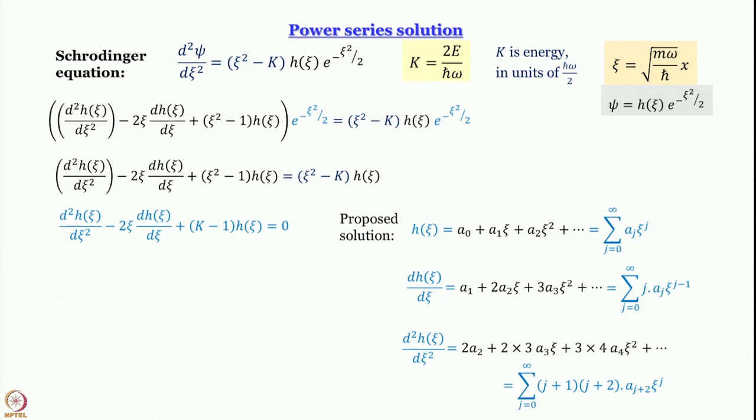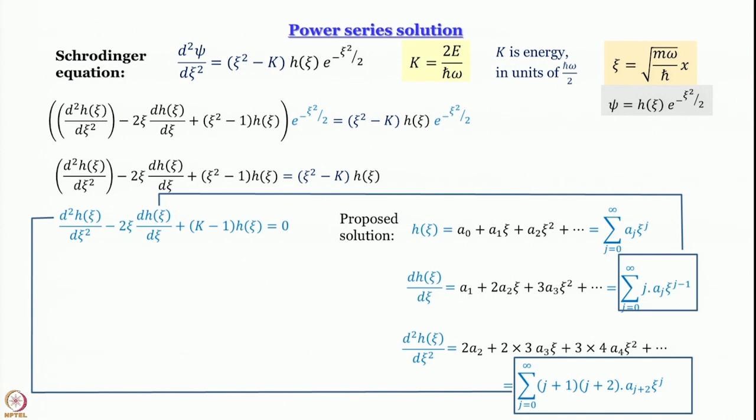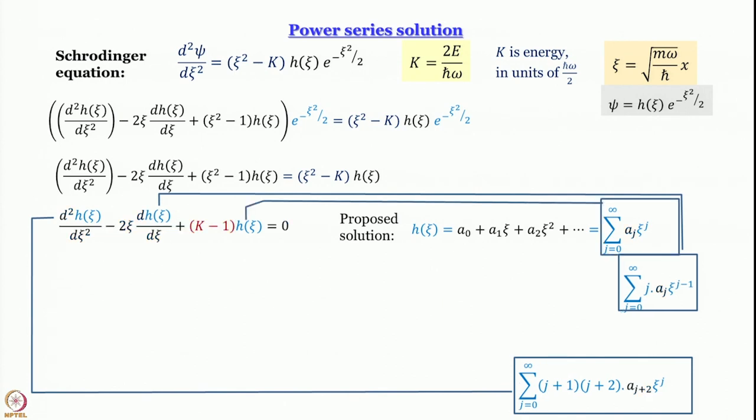Okay. So, now we have expressed our solution as a power series, and we have expressed the first and second derivatives of it as a series as well. What should we do? Take this first derivative, plug it in, take the second derivative, plug it in, and in fact, take the original power series and plug it in as well. When we do that, we get an expression in terms of summation. Okay. The first one, the second derivative, that is summed over xi to the power j. The third one, h of xi itself, is a sum over xi to the power j.